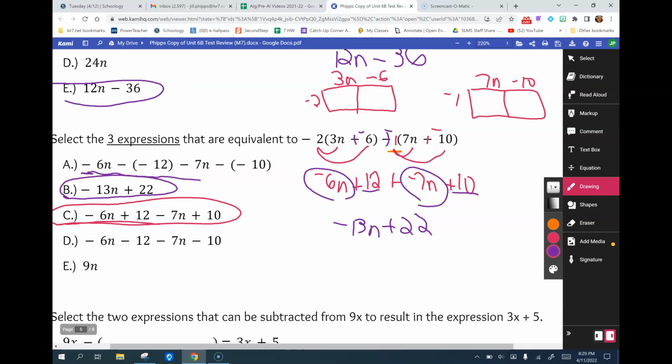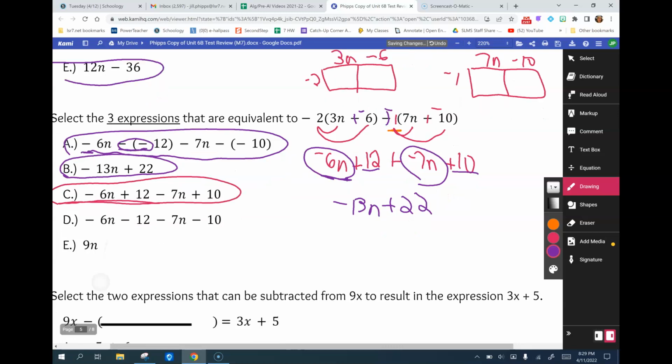Yes, look at this. It's this one. You know why? Because I knew the negative 6n had to be there. And then I knew it had to be a positive. Well, if I take minus and negative, that is a positive. So that's the other answer.